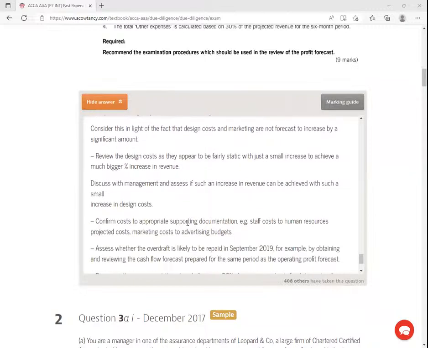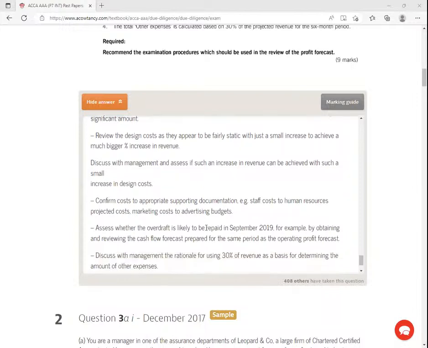Confirm costs to appropriate supporting documentation. So ask for vouchers. Ask in these cases, especially the historical ones, whether we have the payroll. Trace them even to the bank statements, right? Because remember, forecasts are normally prepared from historical figures. You take the historical figures. So look for supporting documentation.